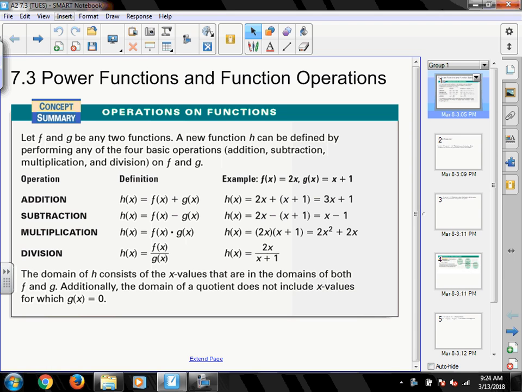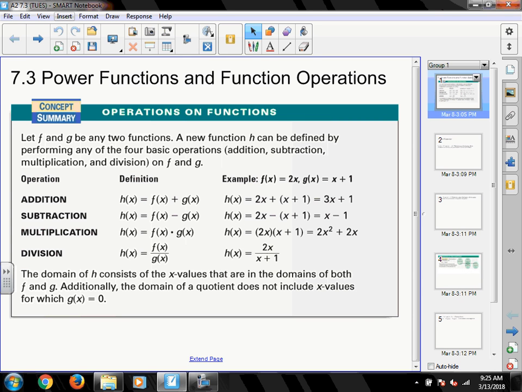Today we're going to talk about power functions and function operations. First thing we're actually going to talk about it in the other order. But function operations, all it is are, what are operations? Yeah, addition, subtraction, multiplication, division. They're all listed right there for you.